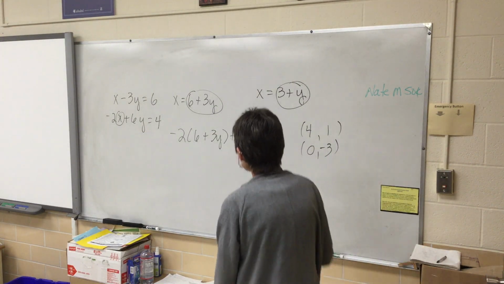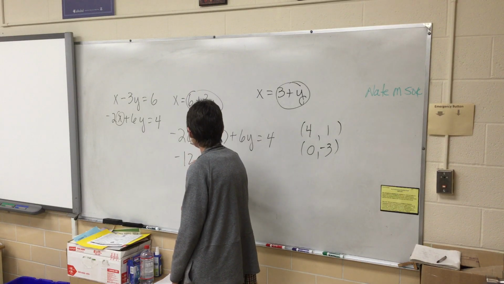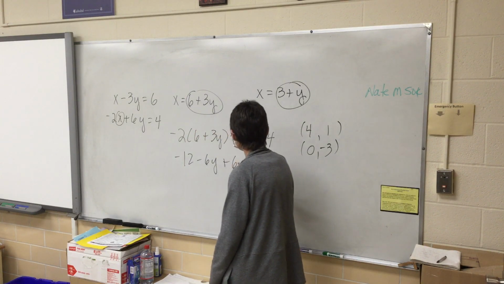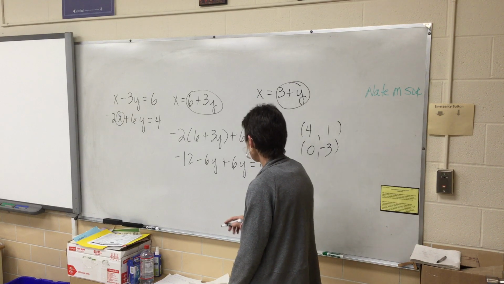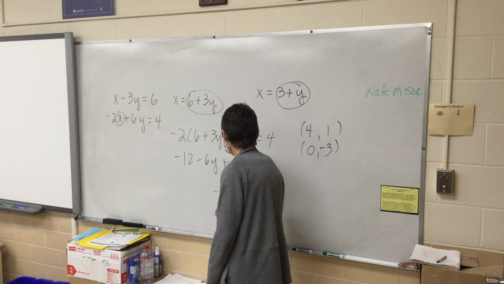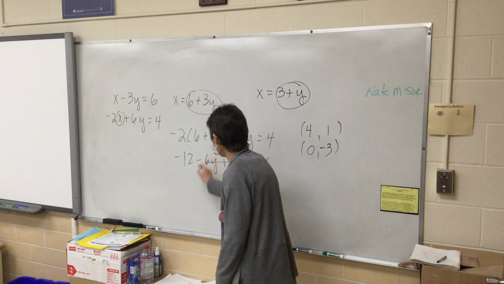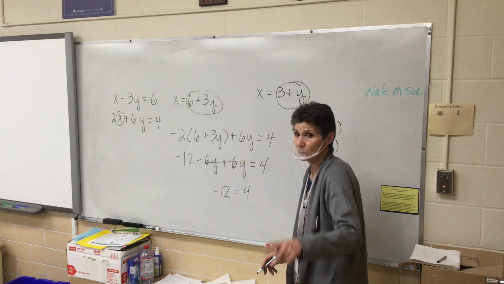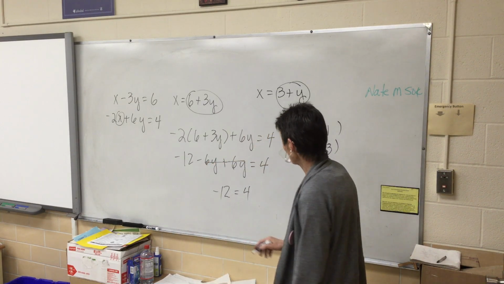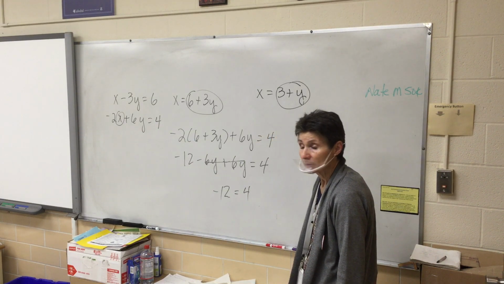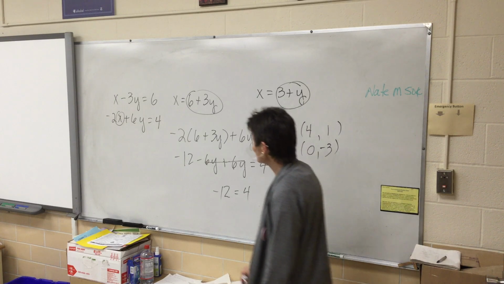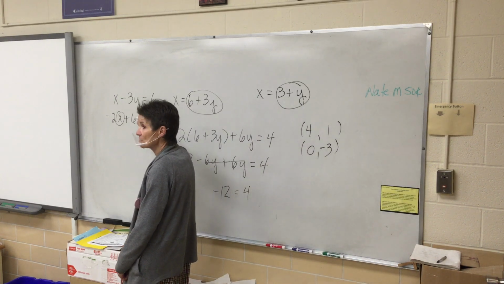All right, so let's do our distributive. So negative 12 minus 6y. Uh-oh. What's going on here? Yeah, and what you are left with is the important part. You're left with negative 12 equals 4. False. So what does that mean about these 2 things?